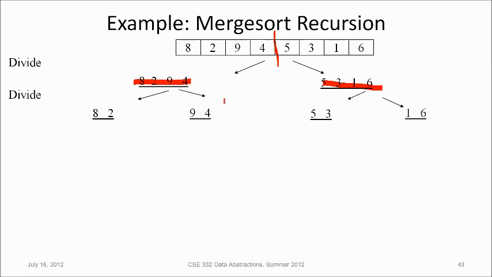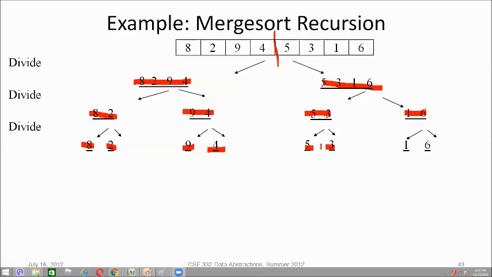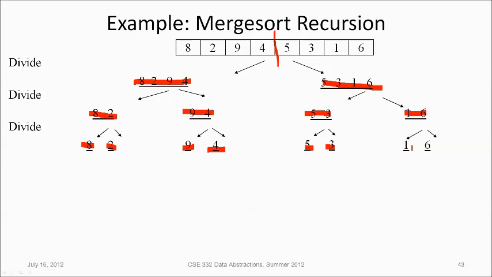Next, divide again. The 8294, you have to split it into 2. So 4 divided by 2, it's 2. That's how we arrive at this 2. So we have the 82 and the 94 here, we have the 53 and we have the 16. Next, we have to divide again. So divide 8 and 2, 9 and 4, 5 and 3, and 1 and 6.